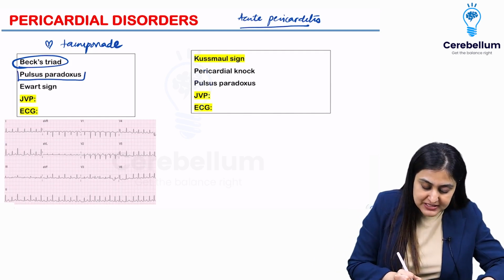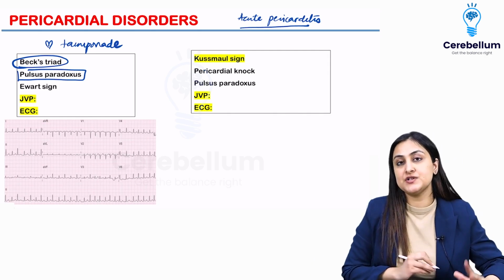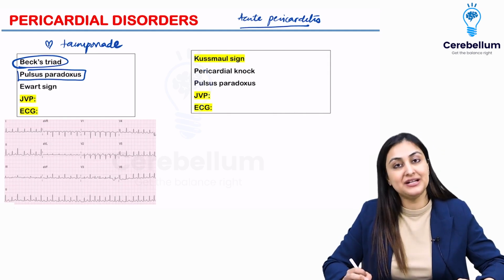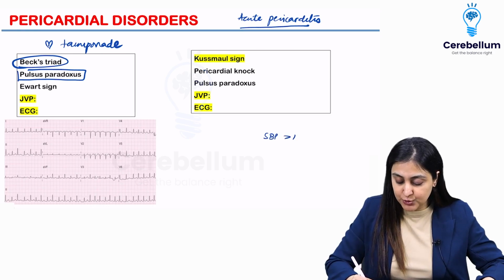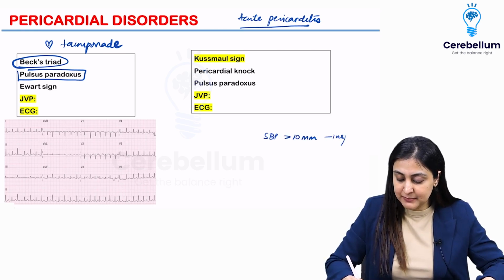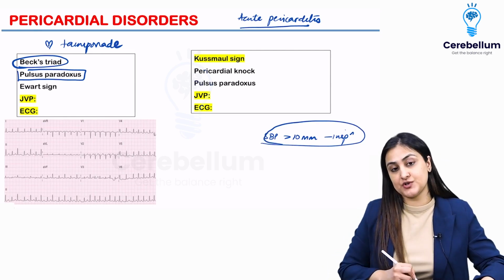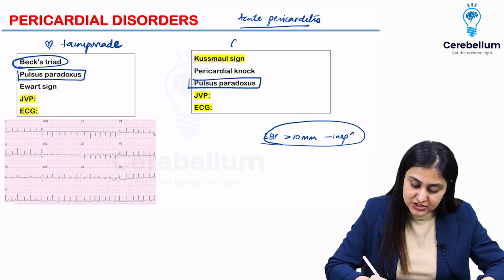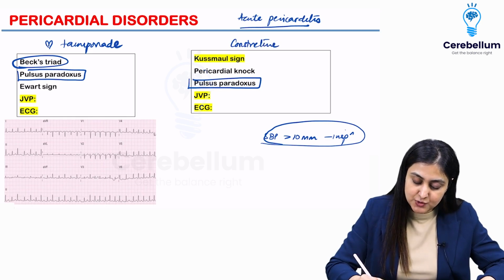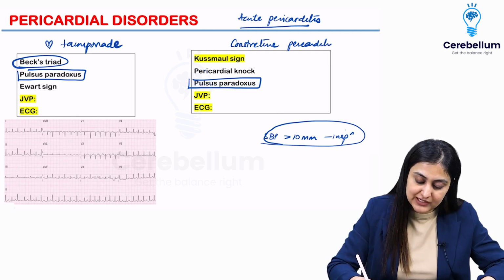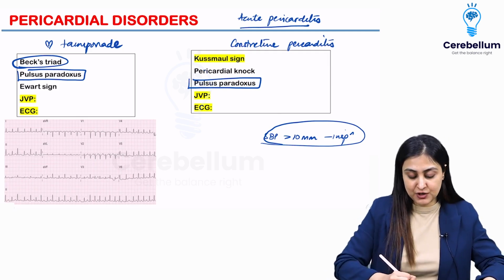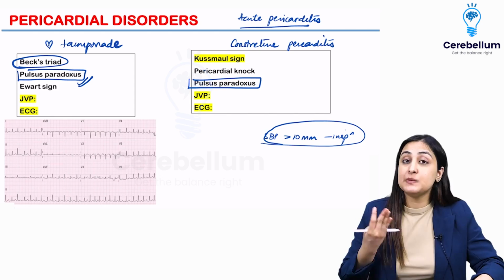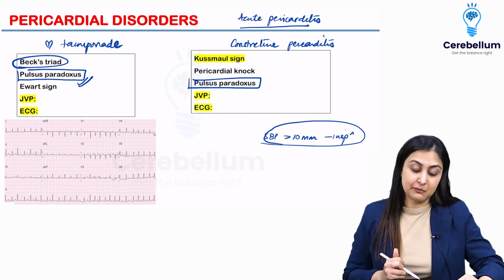You also have pulsus paradoxus. What is pulsus paradoxus? During inspiration, you are going to have a fall in the SBP by around 10 mm. If the SBP fall during inspiration is more than 10 mm, this is what is known as pulsus paradoxus. This is seen in tamponade. This is also seen in constrictive pericarditis, so we have to know how to distinguish these two. Very, very important. Both have pulsus paradoxus, but it is more common in tamponade. Apart from that, you can also see this in pregnancy, in asthma, in pulmonary embolism.